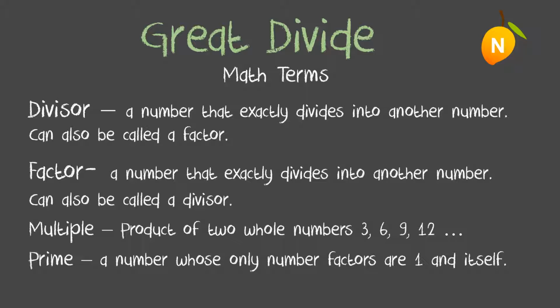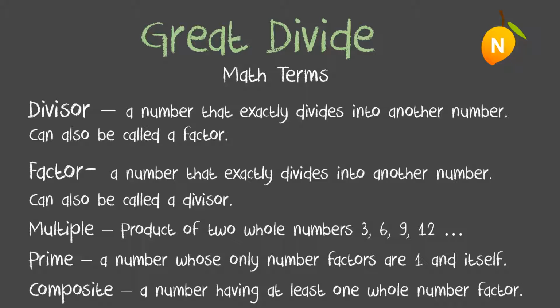And a prime number is a number whose only factors are 1 and itself, and composites are the other numbers. A composite has at least one whole factor other than 1, so it would have 2 and another number, or more going along with it. It just has more than the 1 and itself.